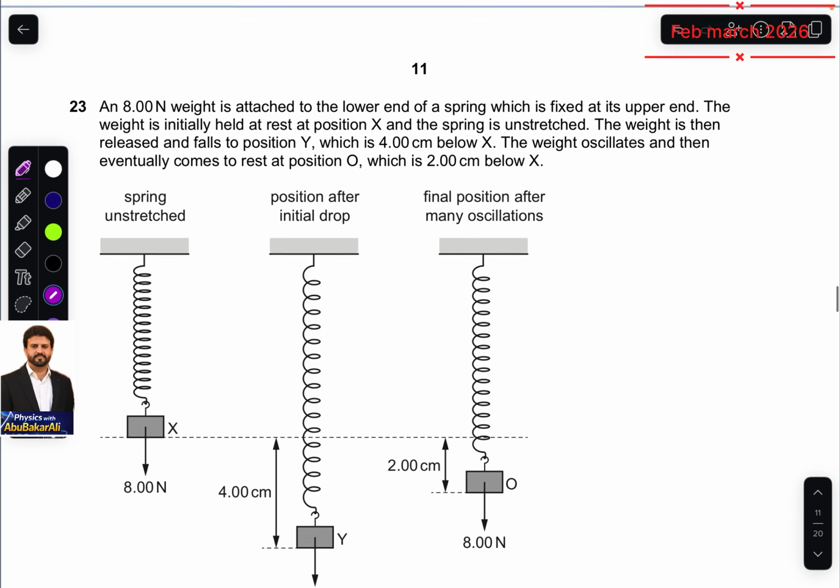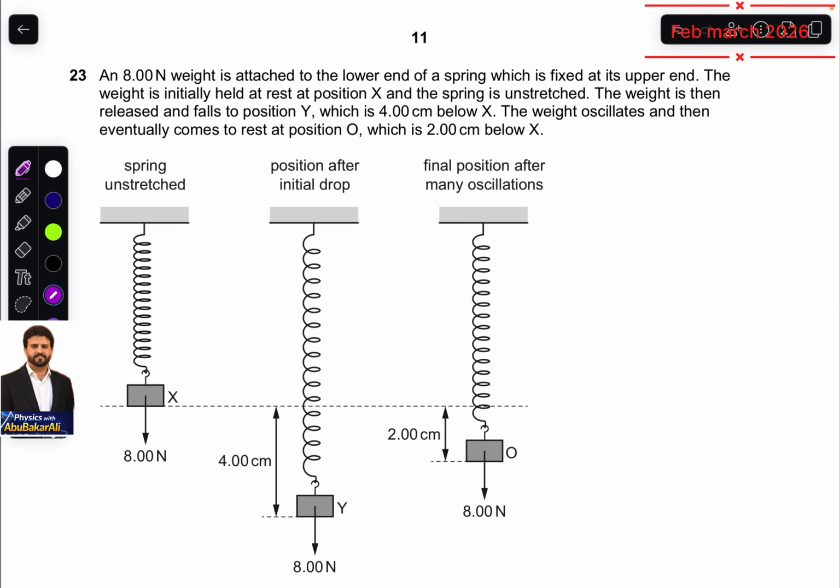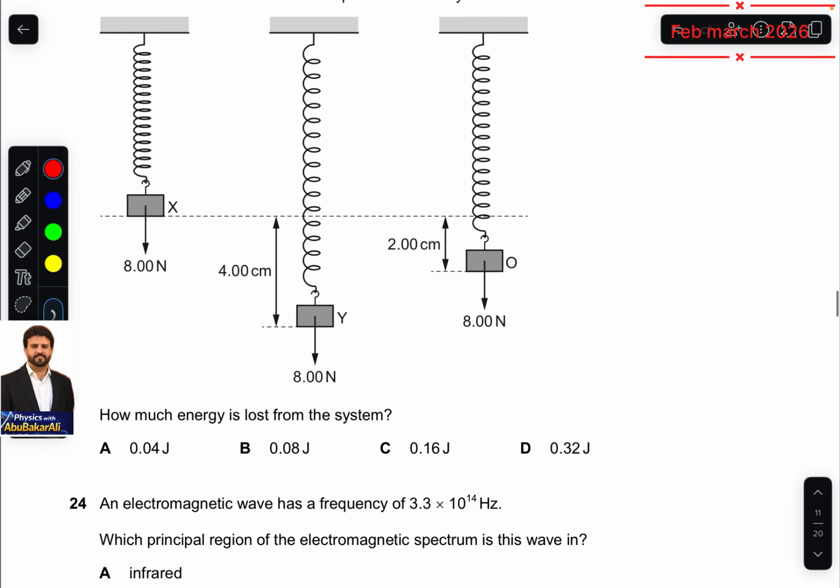Let's move forward. Question 23. An 8 Newton weight is attached to the lower end of the spring, which is fixed at its upper end. Okay, they are fixed from here. The weight is initially held stationary at rest at a position x, and the spring is unstretched. The weight is then released to fall to the position y, which is 4 centimeter below x. The weight oscillates and then eventually comes to rest at position o, that is 2 centimeter from x. Okay, let's see what they're asking. How much energy is lost?